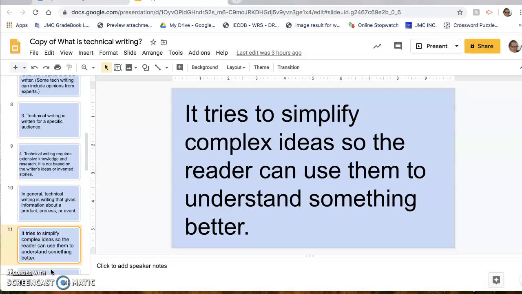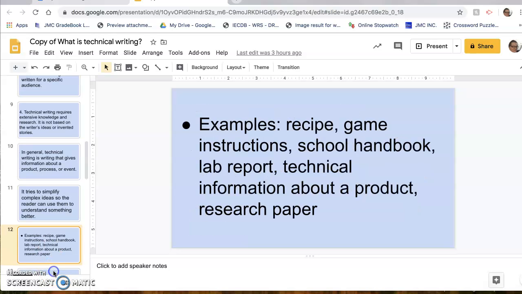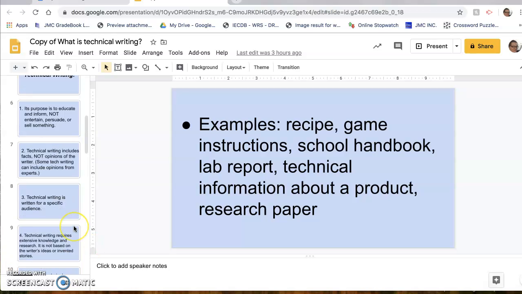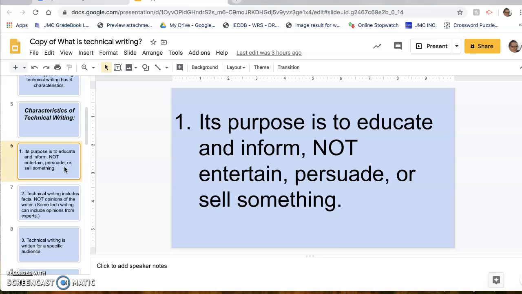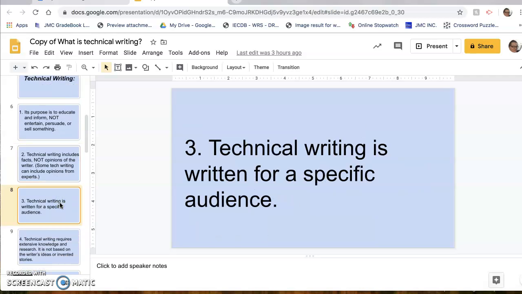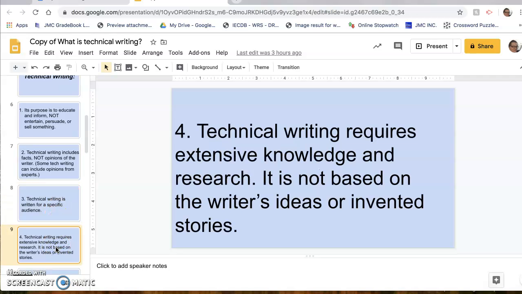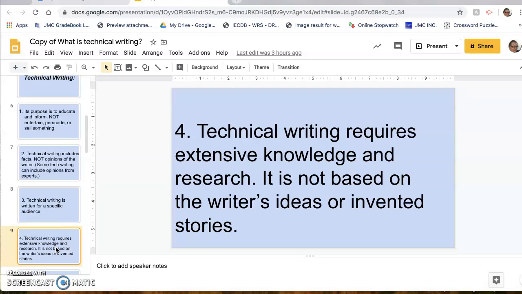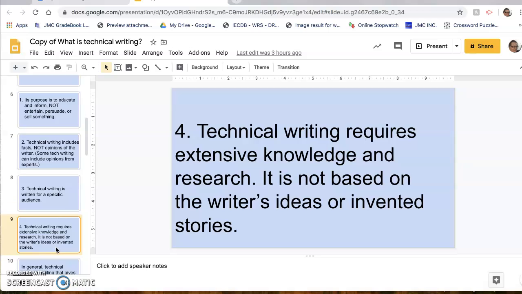And I've actually been a technical writer, been paid to do it, so I have some knowledge in this area. Here are some examples of things I would consider to be technical writing. A recipe. Does it fit the 4 characteristics? Let's look. Its purpose is to educate, to teach us how to make something, how to cook something. It includes facts. It's written for someone who wants to make that particular recipe. And it requires knowledge and research. We can't just say, oh, put 3 cups of flour in when it's really just 1 cup. That's not going to work.